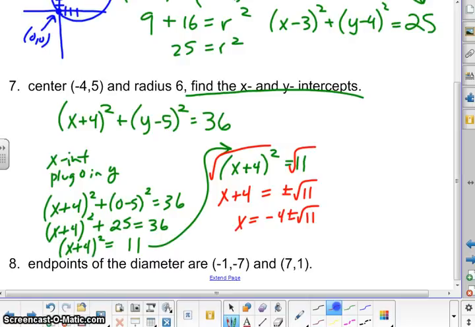Now, one of them is going to be negative, one's going to be positive. The negative we can disregard, because you cannot have a negative, oh, yes, you can have a negative. Sorry, I'm thinking of something else.